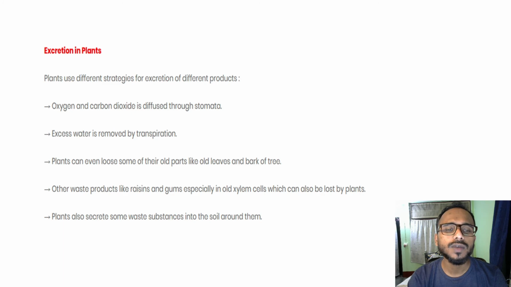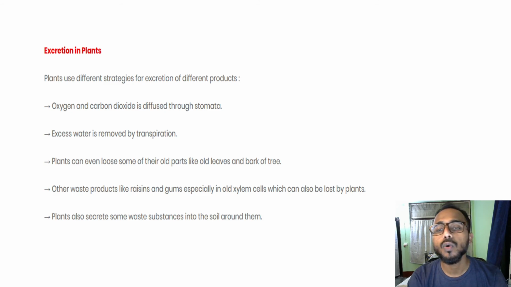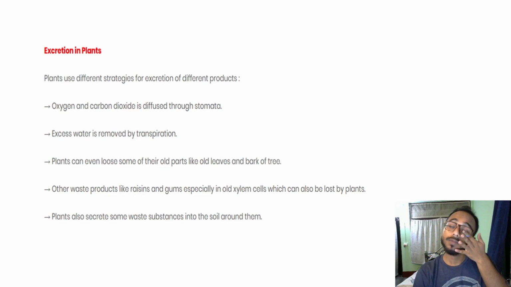Other waste products, suppose a rubber tree, the resins are formed, gums are formed, especially in old xylem cells which can be lost by the plants. Plants can also secrete some waste substances into the soil around them. Sometimes plants secrete waste substances that are unwanted for them into the soil that they are growing in. So plants can excrete in many ways which we basically don't see.